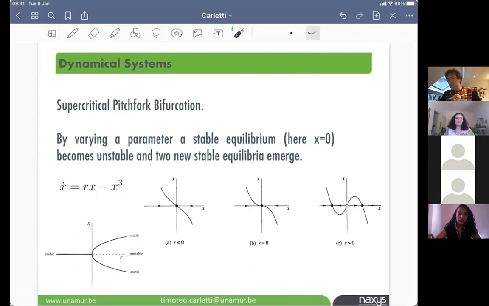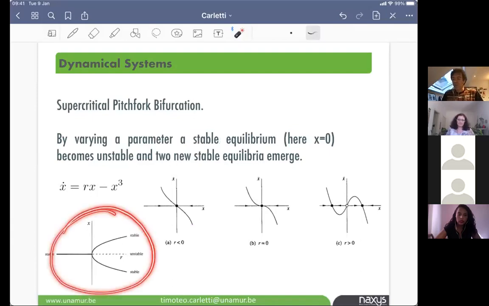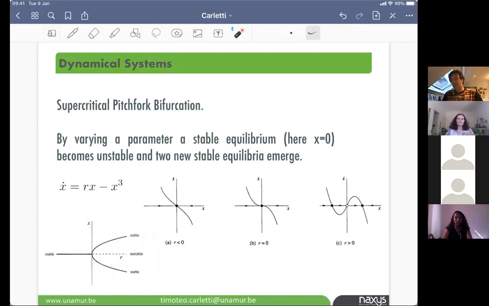The next one is a bit more interesting because now you increase the number of equilibria. It is called the supercritical pitchfork bifurcation. Pitchfork because you remember a fork, more or less. So if you think this is a fork. Supercritical because you create two new stable equilibria. You can also have the subcritical pitchfork bifurcation where you have two unstable equilibria. Okay, and so this is the normal form.